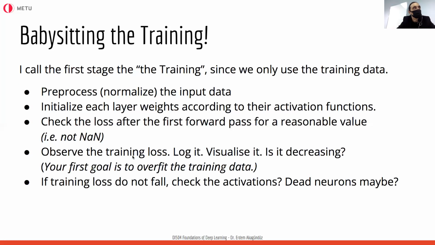So for example, you have 1,000 samples in your training set and your mini batch size is 10. For one epoch, you will have 1,000 over 10, 100 iterations, okay?